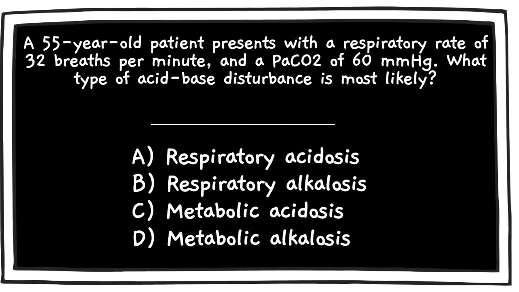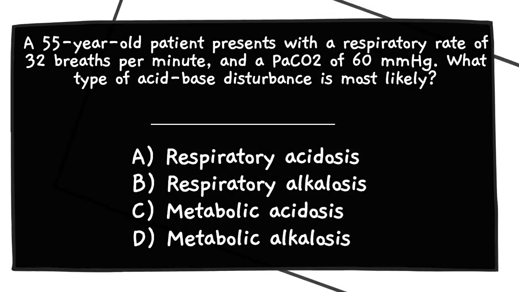Here is the question. A 55-year-old patient presents with a respiratory rate of 32 breaths per minute, patient is tachypneic, and a PaCO2 of 60 millimeters of mercury. What type of acid-base disturbance is most likely? Here are the options. A. Respiratory acidosis. B. Respiratory alkalosis. C. Metabolic acidosis. And D. Metabolic alkalosis. Let's get the answer.